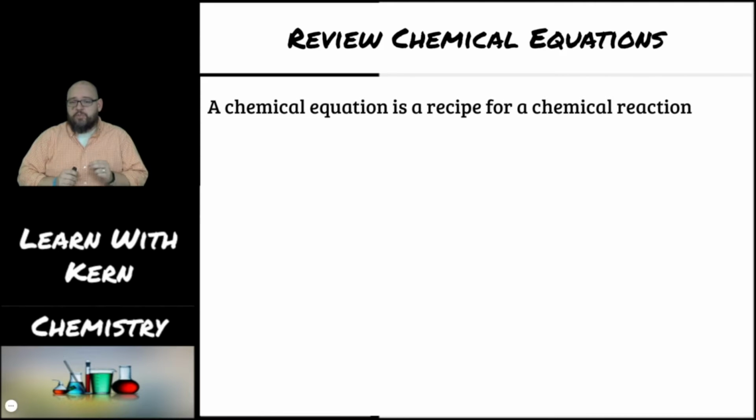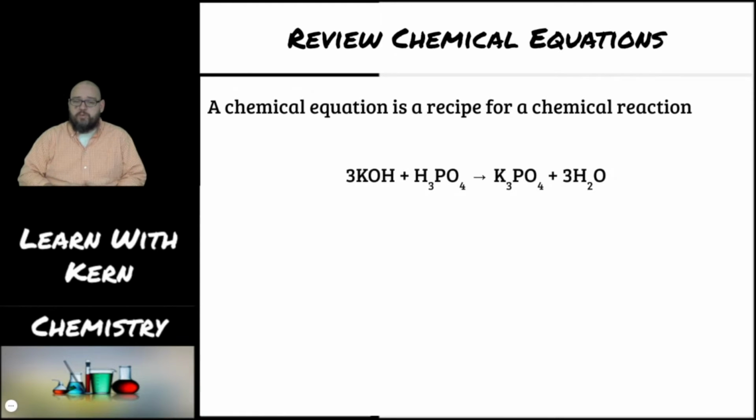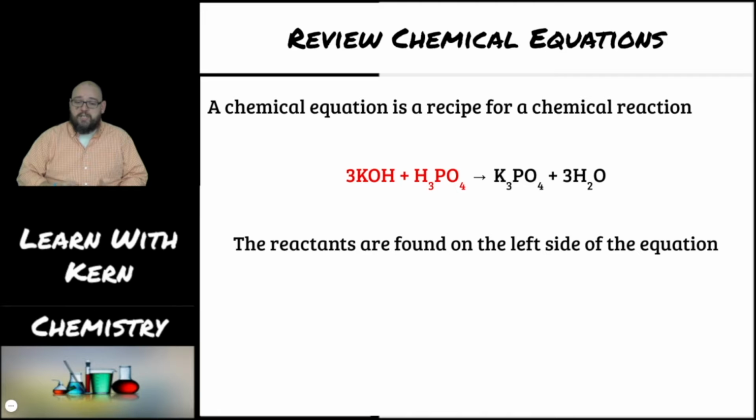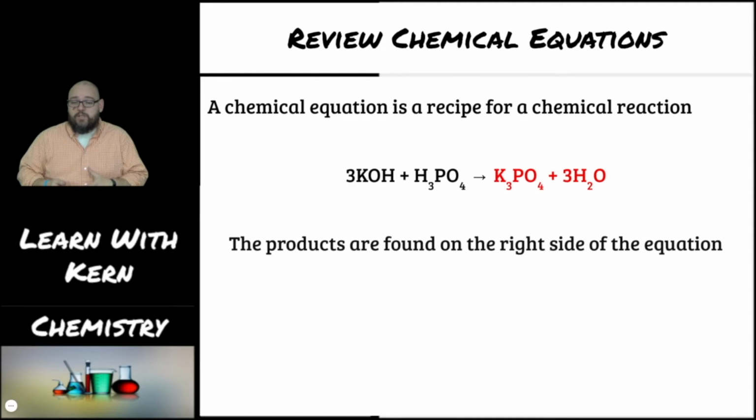So remember, a chemical equation is a recipe for a chemical reaction. It tells you what is in the chemical reaction. So if I have this chemical equation, this is telling me that 3 KOH, H3PO4. The left side of our reaction are the reactants. They're the things that are involved. So when we're calling it a recipe for a chemical reaction, this is like the ingredients. It's telling us what we need in order to do the reaction. On the right side of the equation is the products. They are what's made from the recipe.